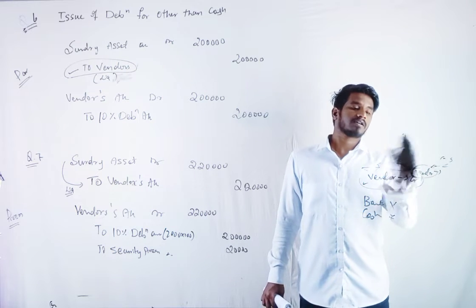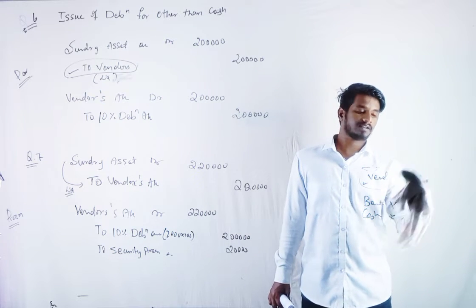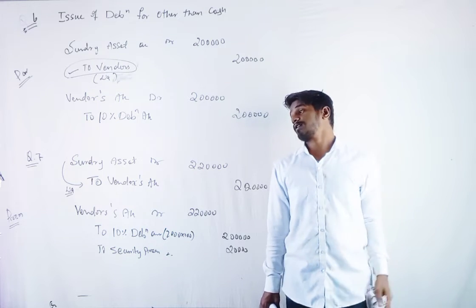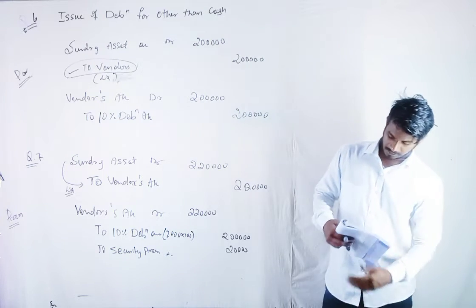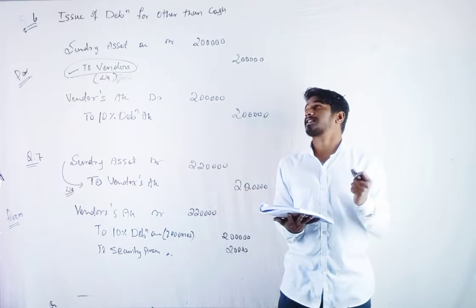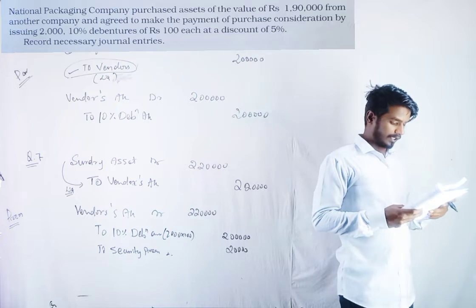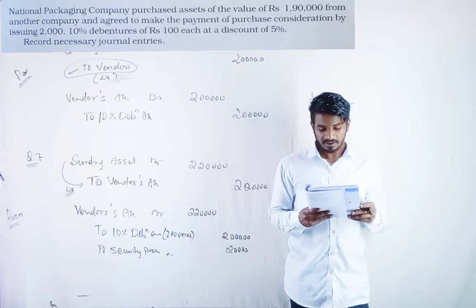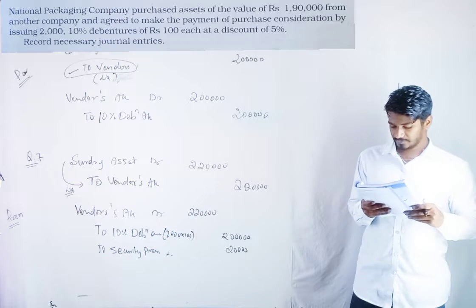Next, question number 8 will be related to discount. Par is done, premium is done. Let's go to the discount. Question number 8 is on the board. You should take down the question. Shall I read the question?